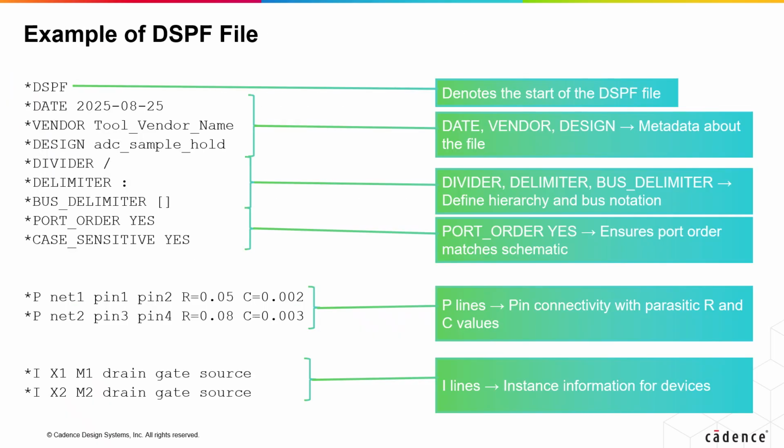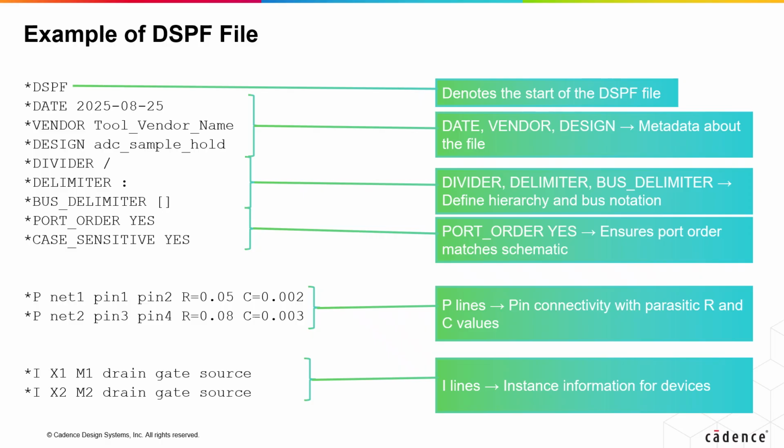The example of the DSPF is shown here, which is used to describe parasitic elements and device connectivity for accurate circuit-level simulation. The header section begins with DSPF, indicating the file type, followed by metadata such as date, when the file was generated, and vendor, identifying the EDA tool vendor. The ADC sample hold line shows the design name for which parasitics were extracted.